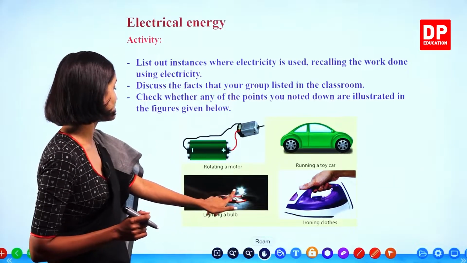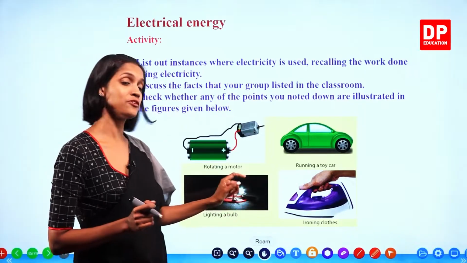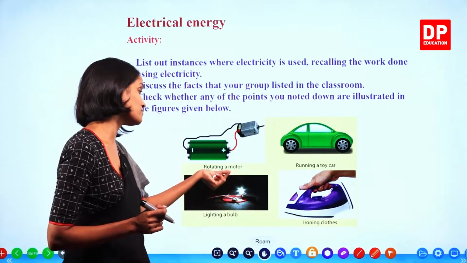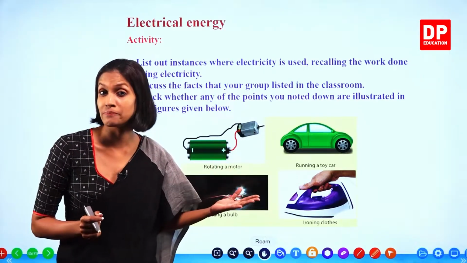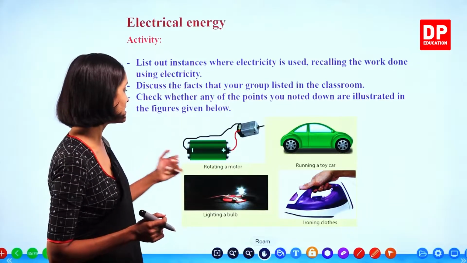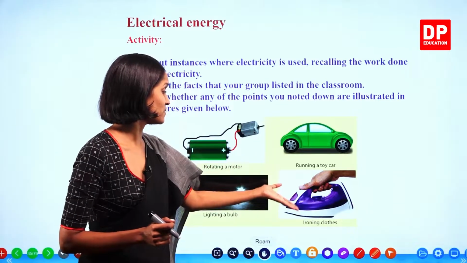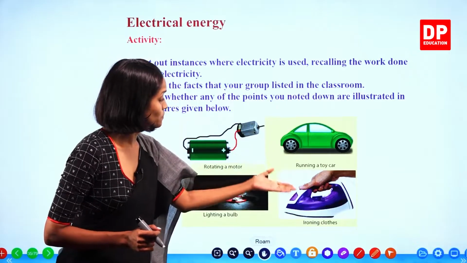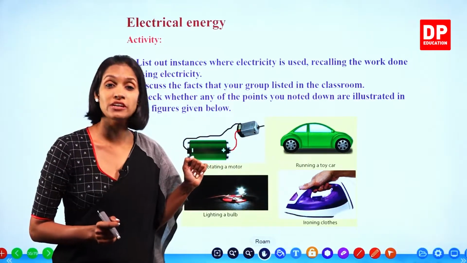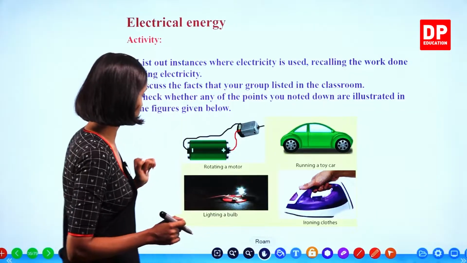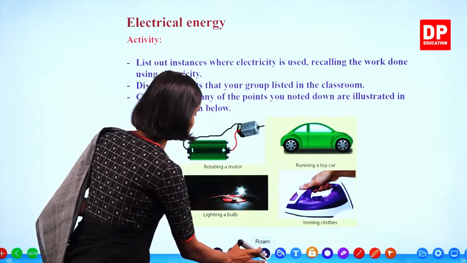Here, light in a bulb. So when you fix these type of small bulbs to a circuit to make the bulb work, you all know that you have to supply electricity, right? Ironing clothes. This is another very important common activity that we do in our day-to-day lives, right? Okay. We will write some other examples too.